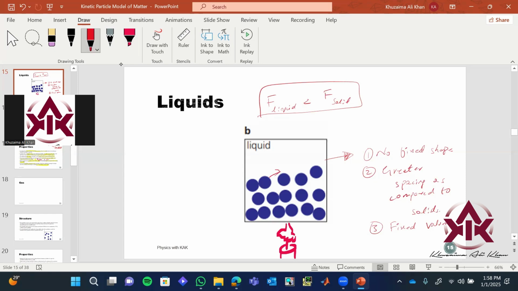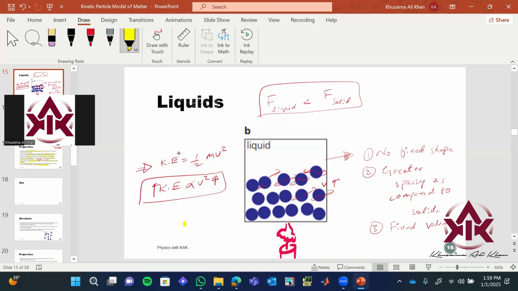The particles will start to vibrate more rigorously. So the speed of the particles would increase, and we have seen the formula for kinetic energy. What is the formula for kinetic energy? It is basically half mv square. It's pretty simple to relate kinetic energy and speed: it is directly proportional to speed square. So if your speed is increasing, the kinetic energy will also increase. So if your particles start to vibrate more rigorously, you will have more kinetic energy. I hope it makes sense now.